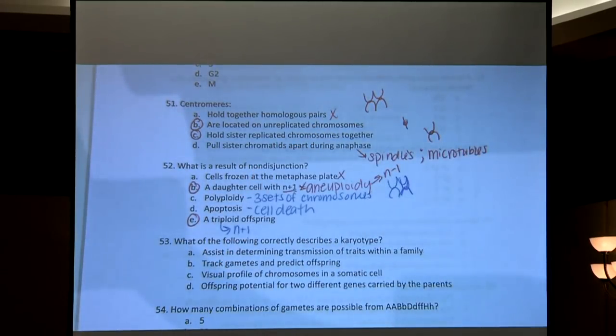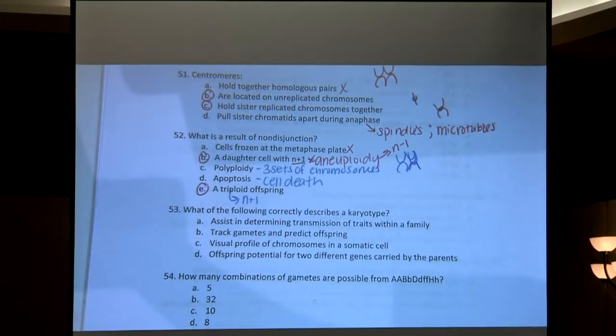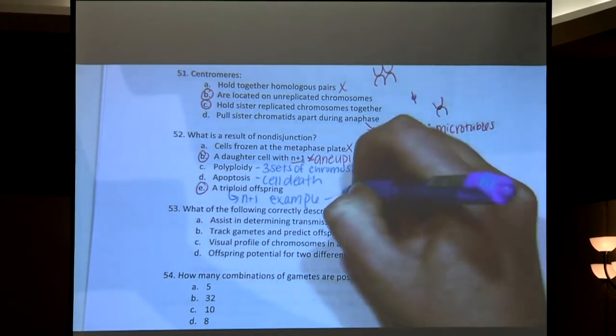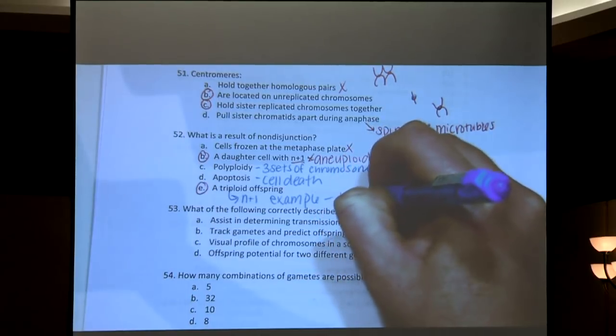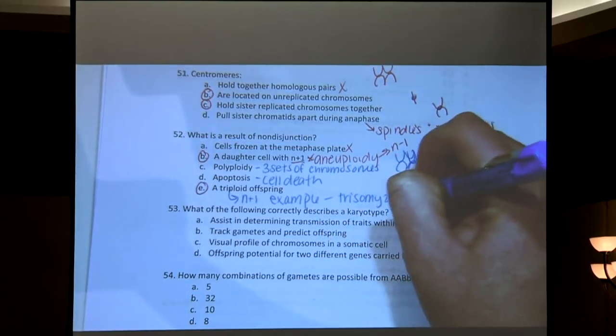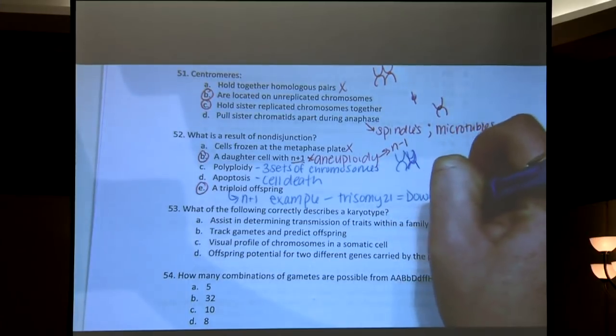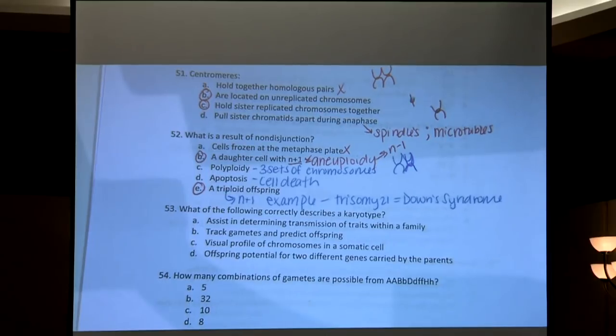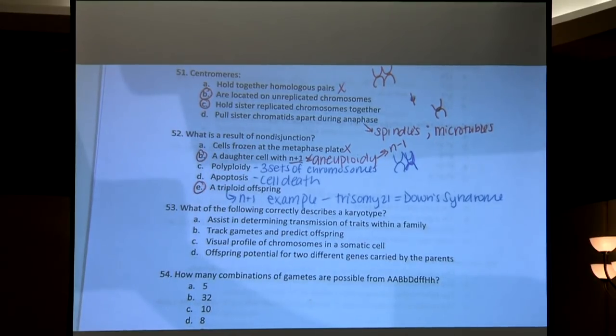All right. So real quick, just kind of an example for triploid offspring. What examples did we see in class? So our triploid offspring example, we could see a child with trisomy 21, which gives us Down syndrome. So if she asks you a question for an example, Down syndrome is usually the most common.